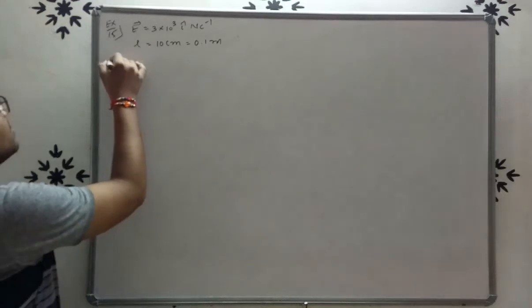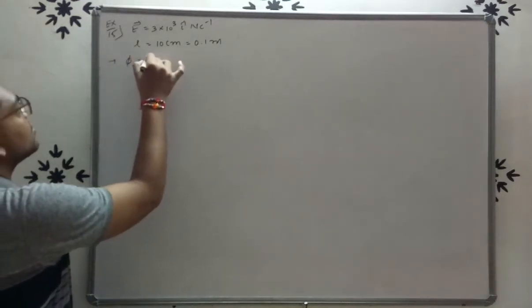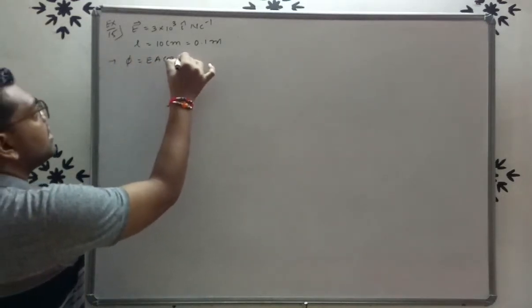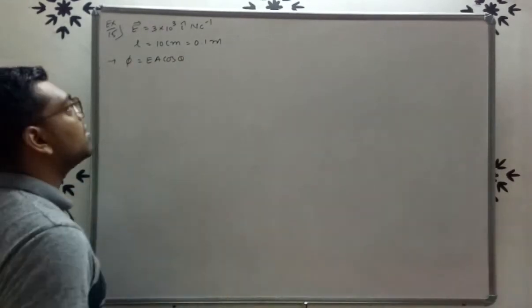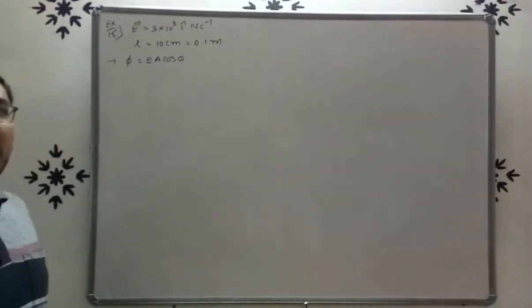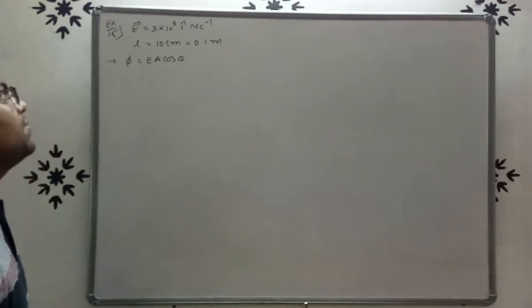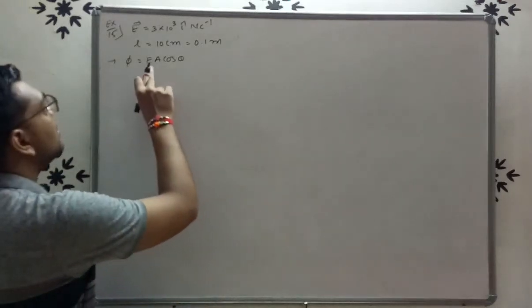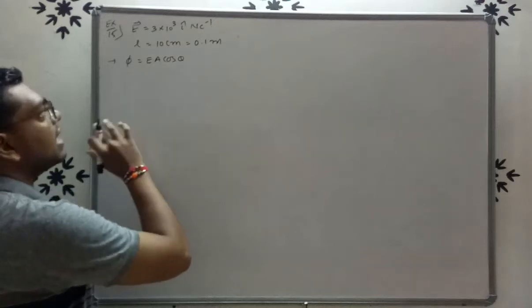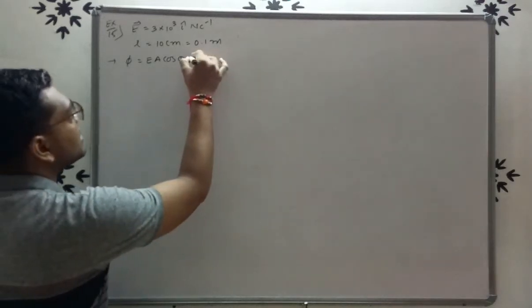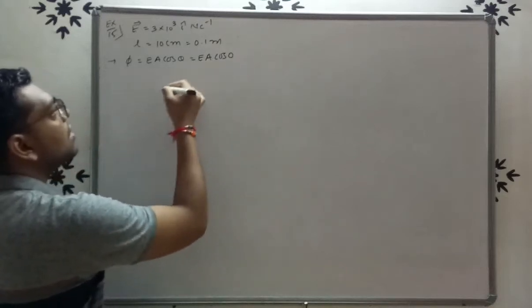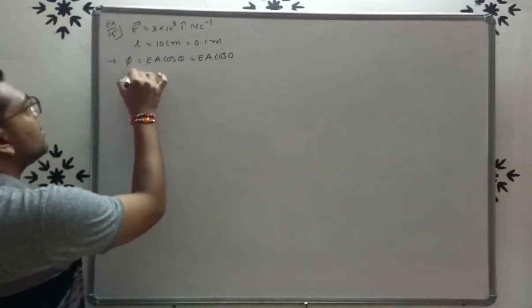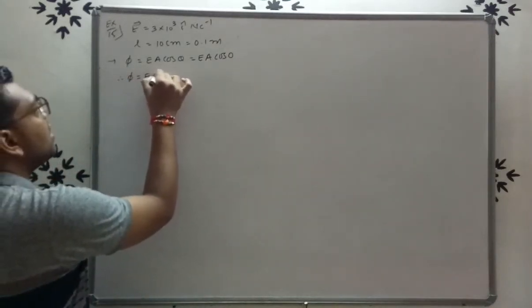So we can write the formula phi equals EA cos theta. But here the direction is the same because the direction of the area vector is in the direction of the x-axis. So here the directions of E and A are the same. So theta equals 0. So EA cos 0. Cos 0 is 1. So phi equals EA.